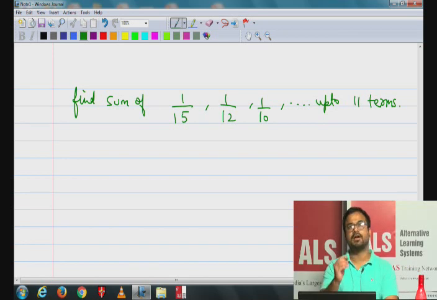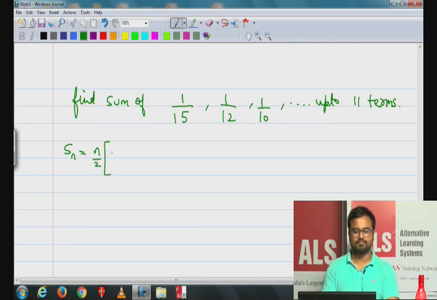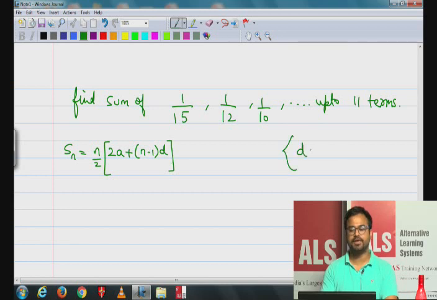See, first of all, to find the sum of these terms, we have to figure out how many terms there are. And 11 terms are there. We don't know the last term, so we can use this formula: n by 2 into 2a plus (n minus 1) into d. Now, this d we have to figure out first. So the common difference we can solve.